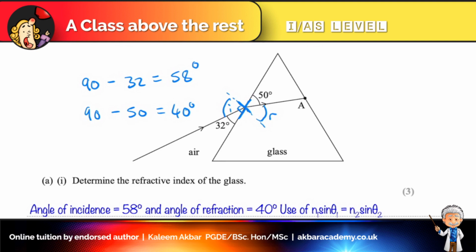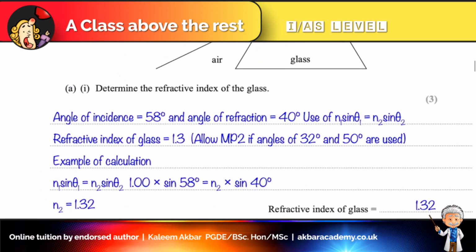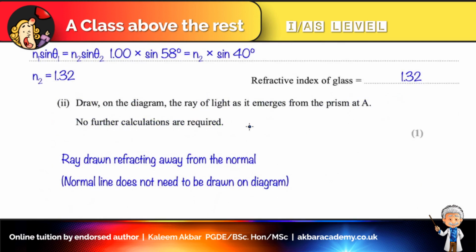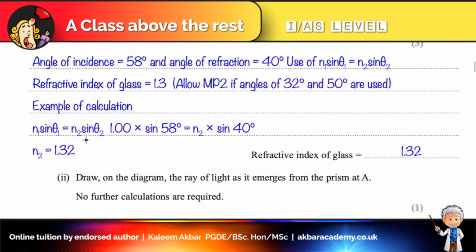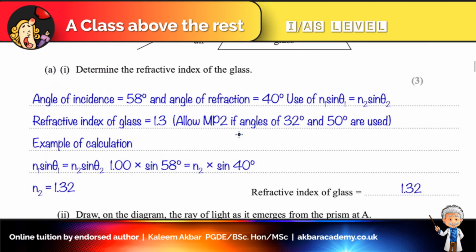I've got to use the equation n1 sine theta 1 equals n2 sine theta 2. So I know the refractive index of air is 1. I've got my angle of incidence, which is 58. I want to find the refractive index of glass, which is n2, and I've got my angle of refraction, which is 40. So what can I do here?